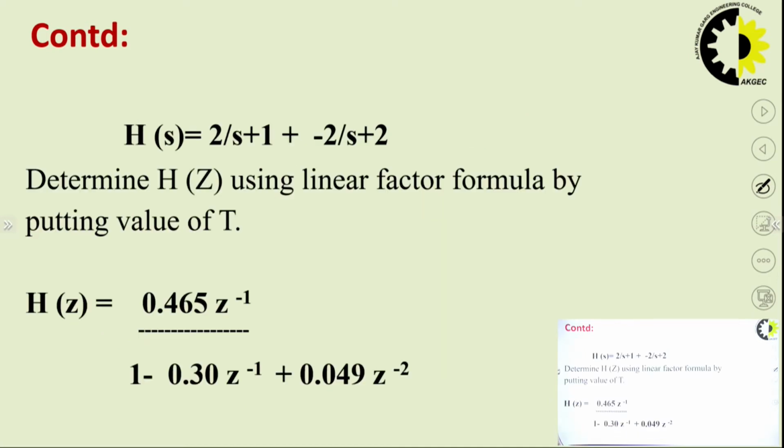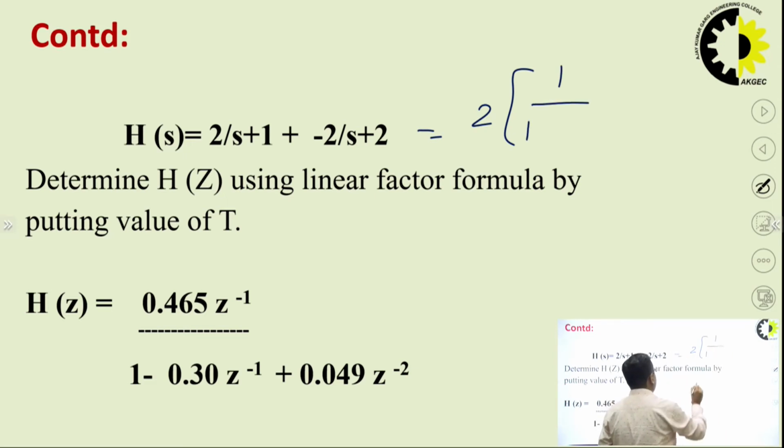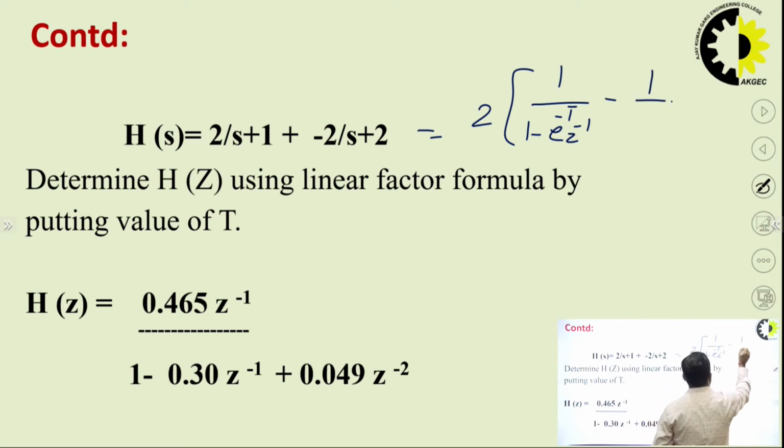You will get, it will be converted into the 2 common. You can take the common 2. So first one will be 1 upon 1 minus e to the power minus tZ^-1, and minus 1 upon 1 minus e to the power minus 2tZ^-1.